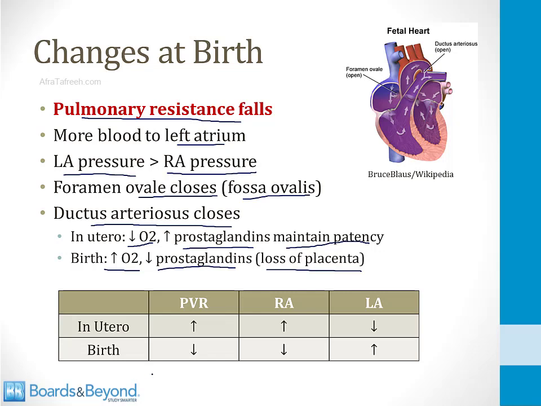So the resistance to flow through the lungs, the pulmonary vascular resistance, is very high in utero, but falls at the time of birth. The pressure in the right atrium is very high in utero. This is what drives blood across the foramen ovale. And at birth, the pressure in the right atrium falls because blood begins flowing into the right ventricle and through the lungs. In the left atrium, in utero, the pressure is relatively low, but at birth, there is a rush of blood coming through the lungs. This raises the pressure in the left atrium and seals the foramen ovale closed.